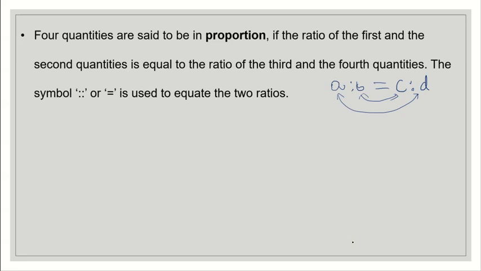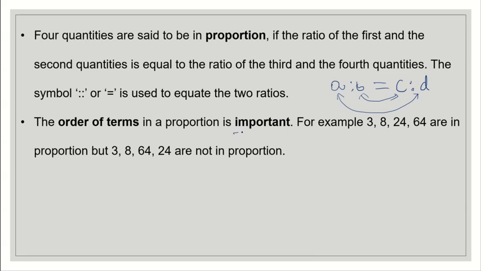Then moving on to the order of terms in proportion, very important. The order of the terms is very important. If I want to say A, B, C and D are in proportion, I must write them in the same order. Changing the order cannot be said as A, B, C, D are in proportion. If I interchange them and say A, B, C, D are in proportion, it is not correct.